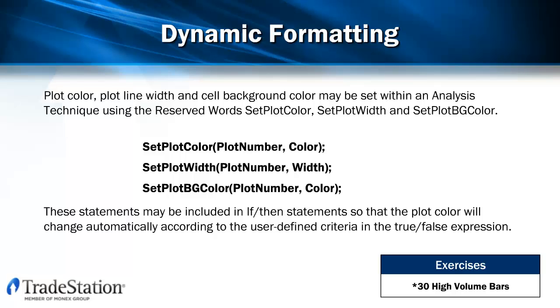There are 3 dynamic formatting reserved words in EasyLanguage. There's set plot color and set plot width. Those are both used in charting. And then there's set plot background color, BG color, for radar screen. And we'll do a couple of things in radar screen today before the end. But this allows us to highlight and better visualize some of the rules and some of the calculations within our indicators. And you'll see a good example of that here in the next exercise, which is high volume bars.